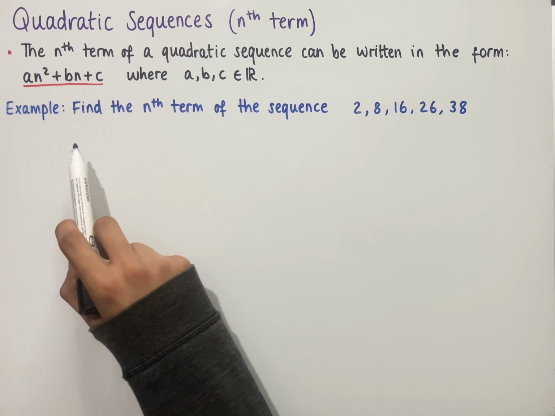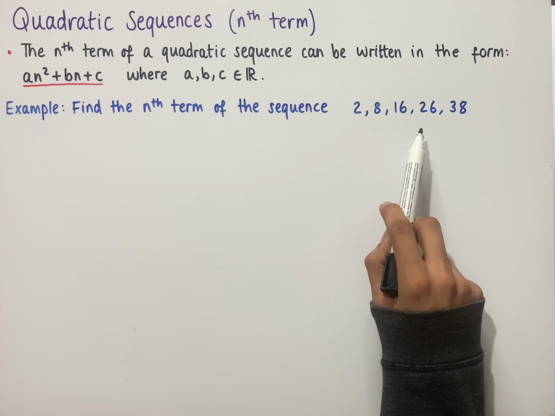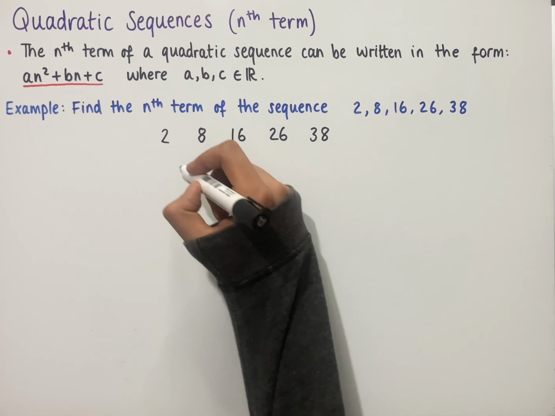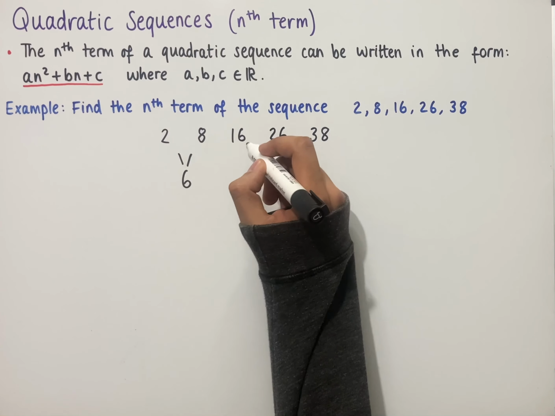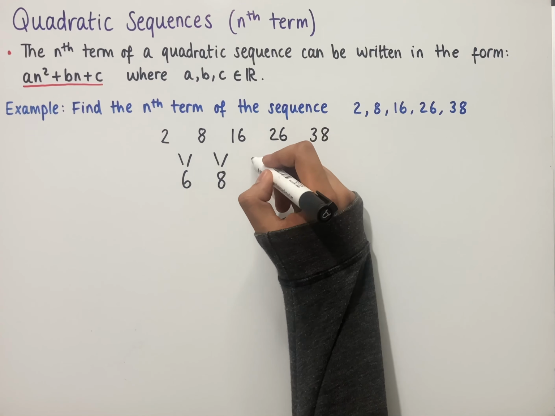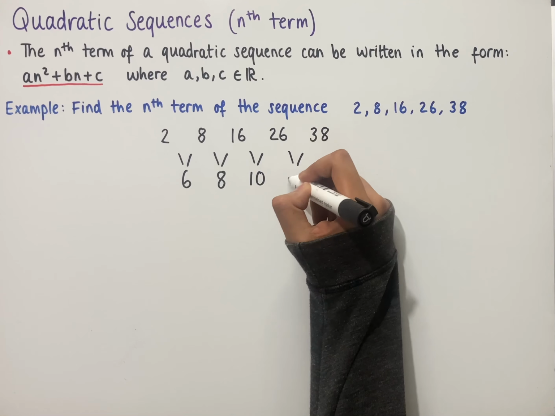The example says, find the nth term of the sequence 2, 8, 16, 26, and 38. We start by finding the first difference of the sequence. So that's 8 take away 2, which gives us 6. 16 take away 8, which gives us 8. 26 take away 16, which gives us 10. 38 take away 26, which gives us 12.